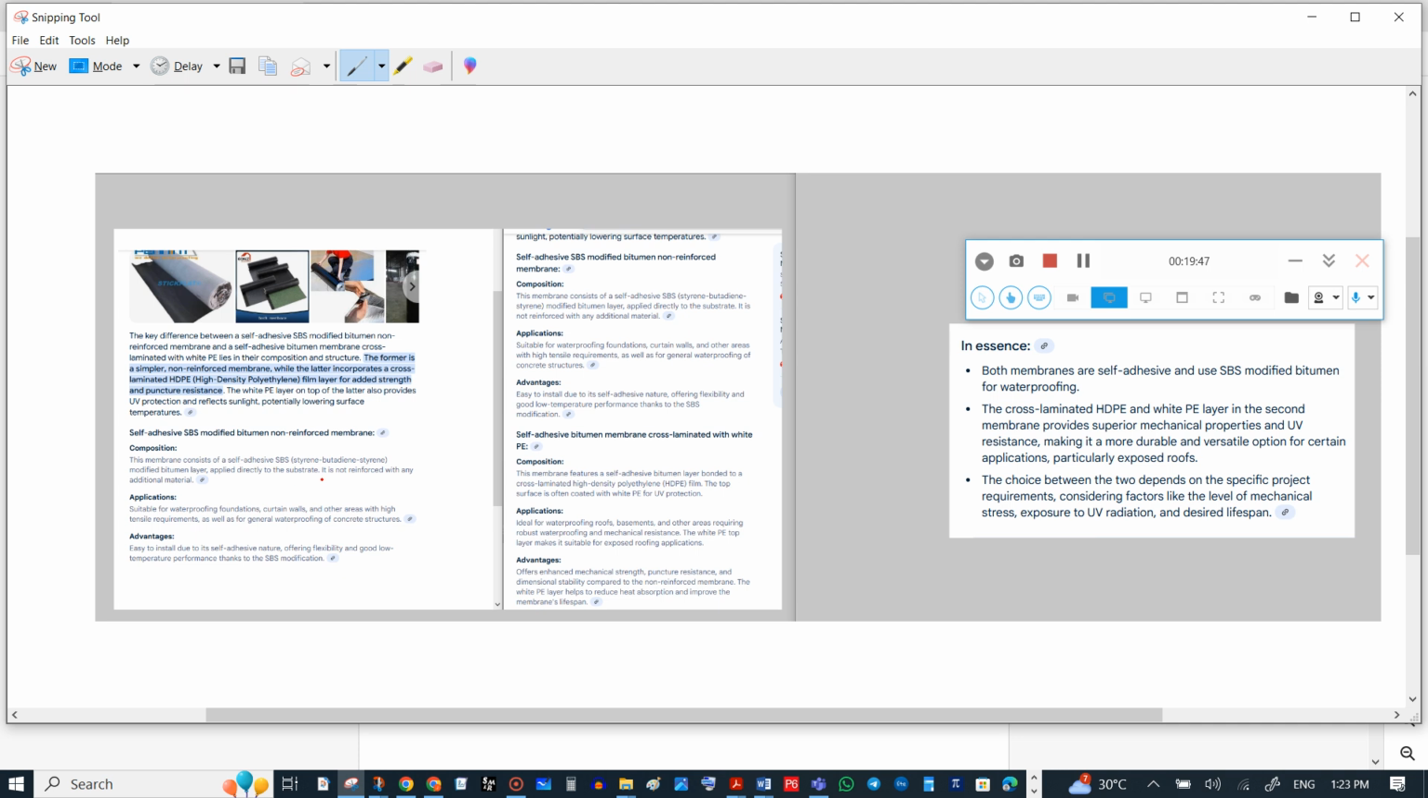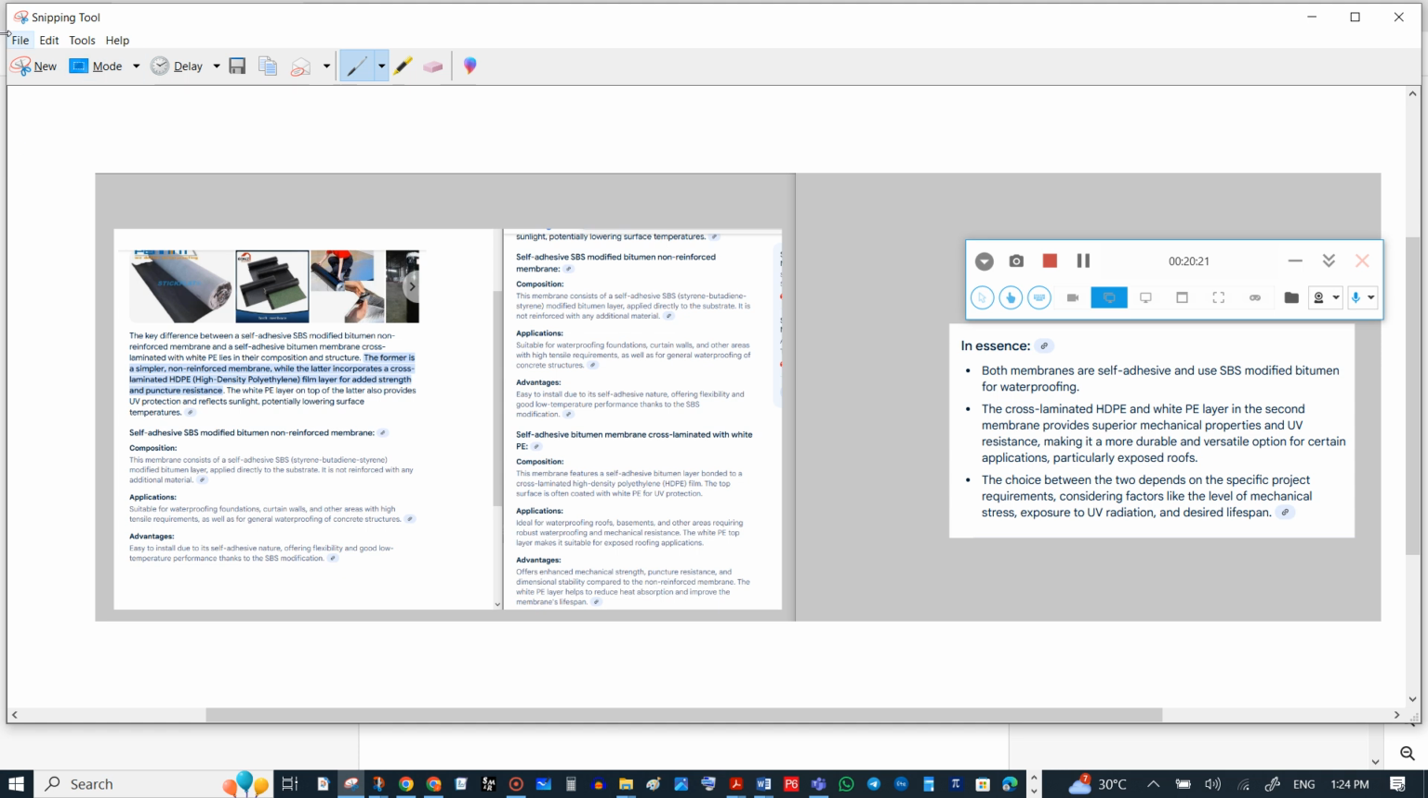Both are self-adhesive and use SBS modified bitumen for waterproofing. The cross-laminated second layer provides superior mechanical properties and UV resistance. It is a more durable, versatile option for certain applications, particularly those exposed to an aggressive environment, so that's why we are putting this cross-laminated. The choice between the two depends upon the specific products. It is already saved as waterproofing membrane.